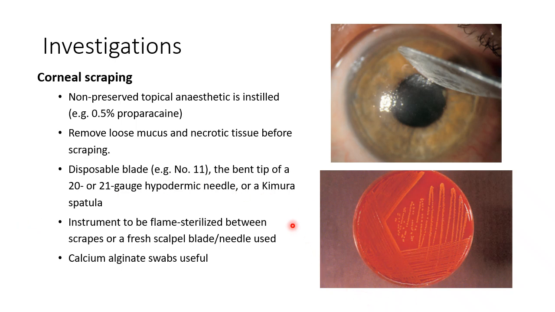So this picture is that of blood agar, and it is showing the golden colonies of Staphylococcus aureus. So ideally, the culture plates should be readily available. You scrape, you put it on a slide for staining, and at the same time, you inoculate the culture media. So that is important for you. What to use for scraping? Remember to flame sterilize the instrument if reusing, or remember to use a fresh scalpel.